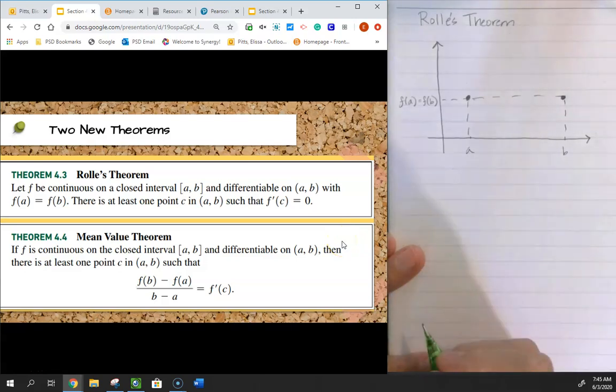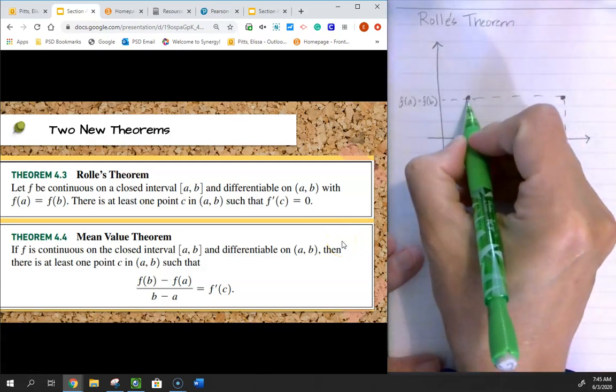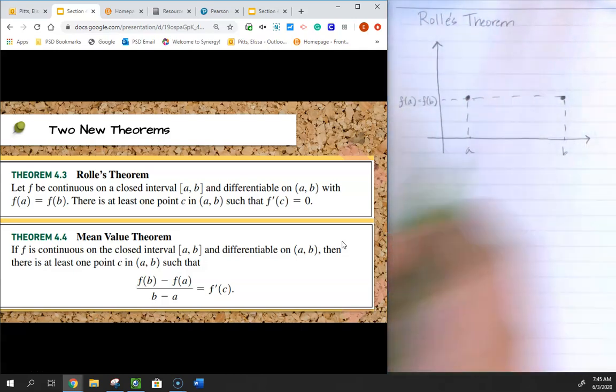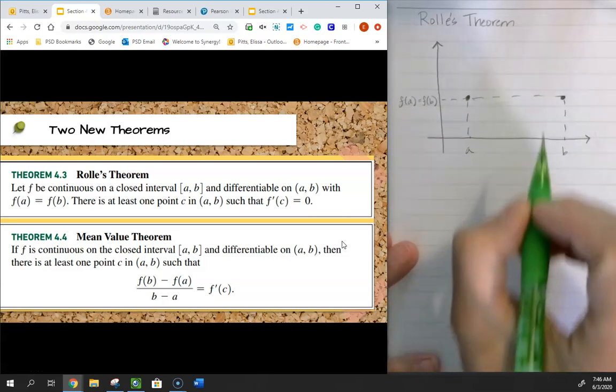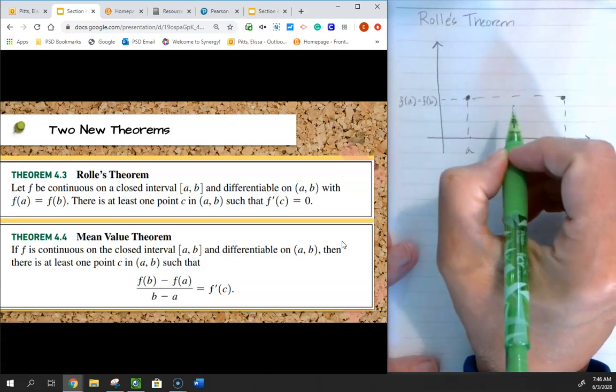So we have a function between a and b, the closed interval [a, b], that needs to be continuous, so it can't have any holes in it, it can't have a vertical asymptote, it can't have a break in it. So we need to draw a continuous function, and it also needs to be differentiable, which means it can't have any sharp edges or a vertical slope.